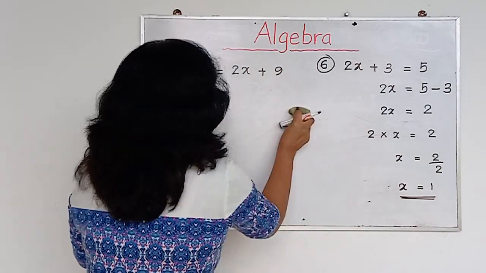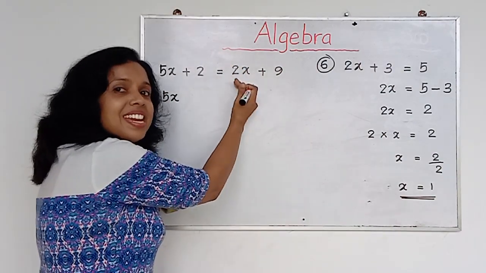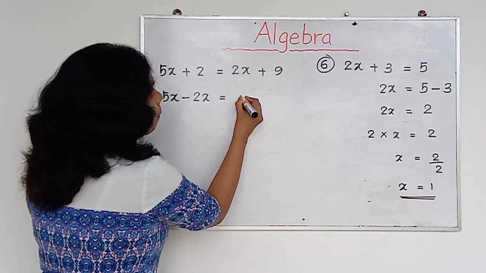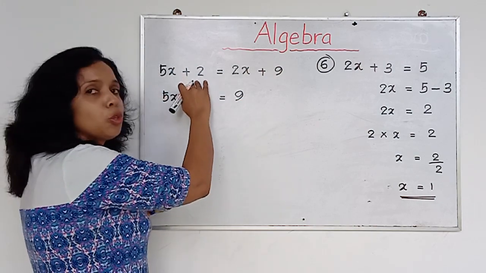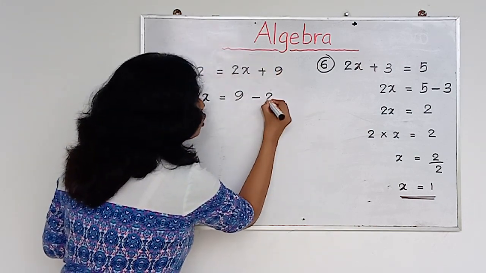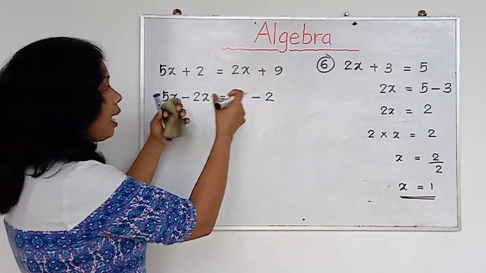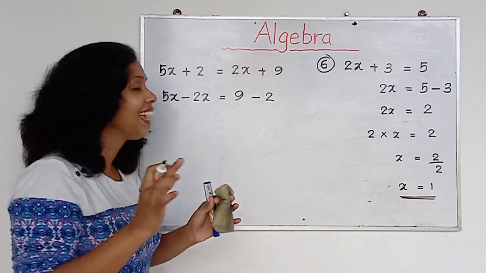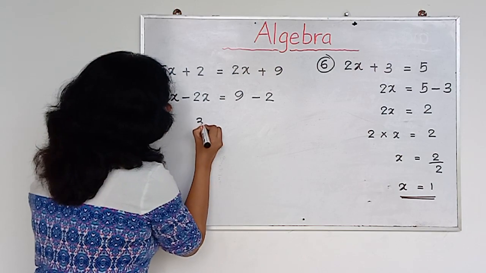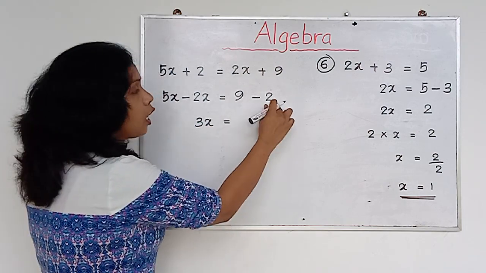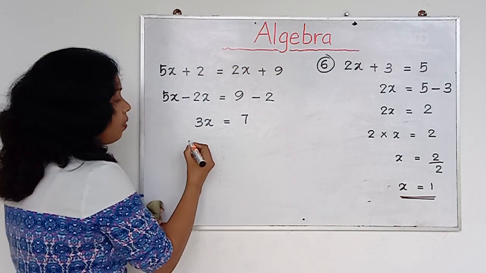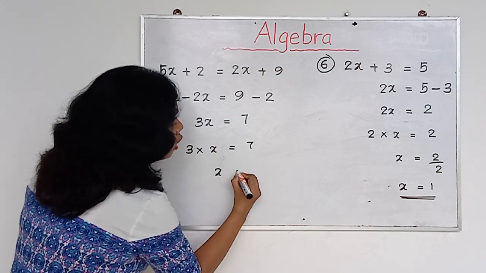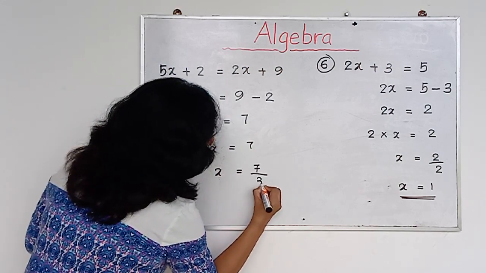Here also this 2x means plus 2x. Then when it comes to this side, it becomes minus 2x. Then this plus 2 goes to the other side, minus 2. Now look at what I did: I collected, or separated, the like terms together. Okay, then 5x minus 2x is 3x. Then 9 minus 2 is 7. Then 3x means 3 times x equal to 7. x equals 7 divided by 3.